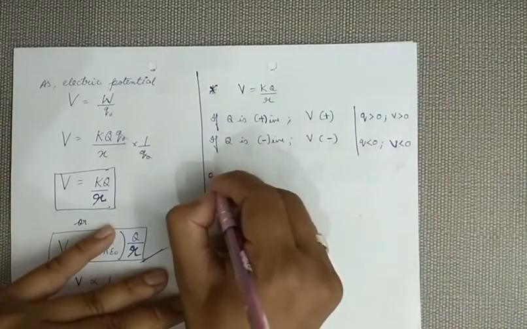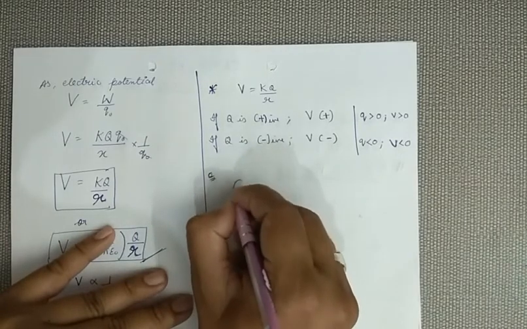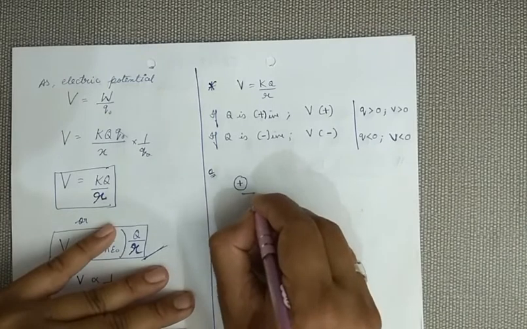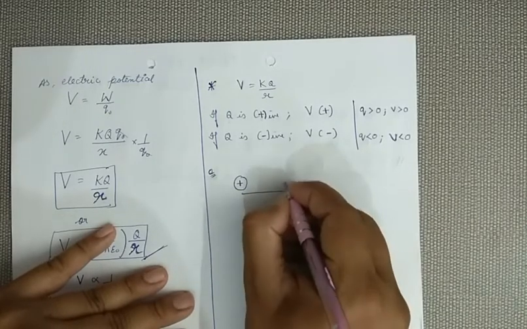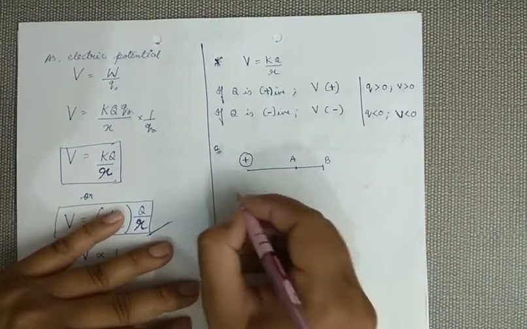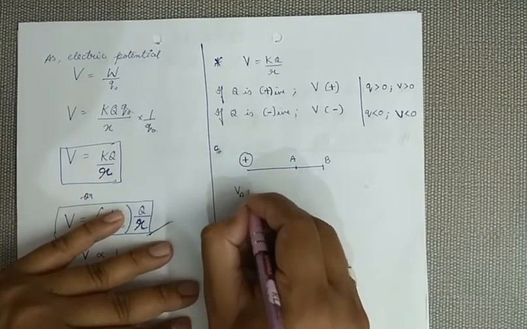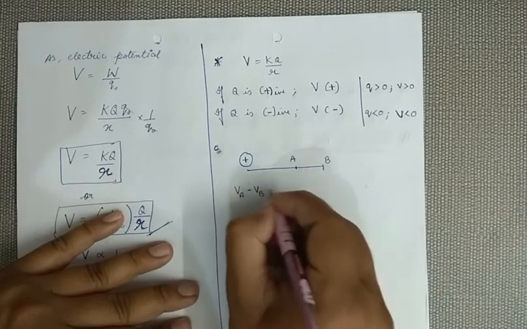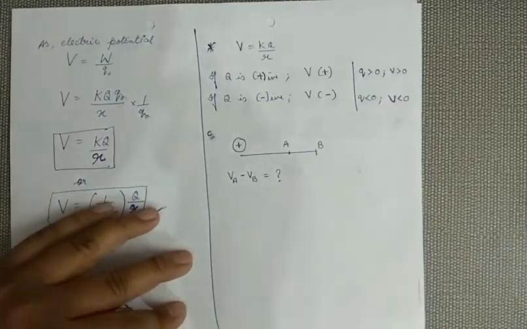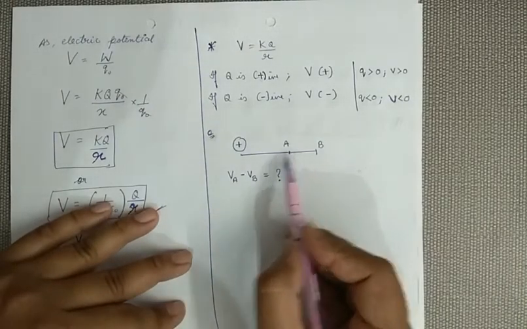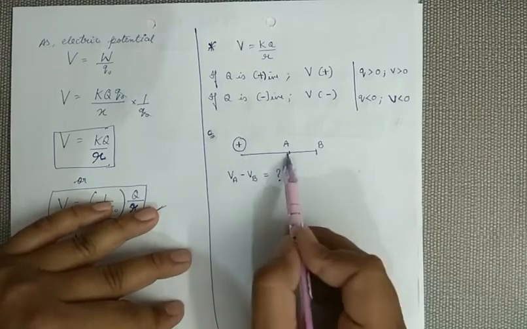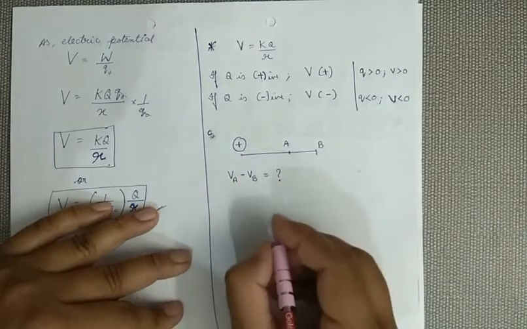So let me solve a small question. Suppose this is a charge and let it be a positive charge. These are the 2 points, point A and point B. You have to tell me what will be the nature of VA minus VB. Now see, point A is very much close to the positive charge, whereas point B is away from the positive charge.